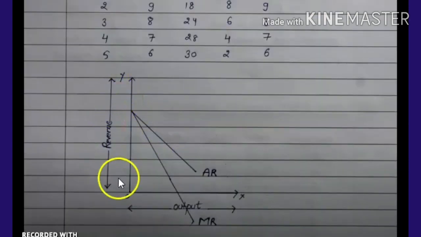The revenue is on the y-axis and output is on the x-axis. After a certain level, you can see that after 2 it goes on diminishing, and it will reach 0 and then become negative. So in this condition, when price decreases, the marginal revenue will be decreasing and decreasing, reaching 0 and negative. Average revenue will fall simultaneously, but not at the same rate as marginal revenue. Only that much we can say from the graph.